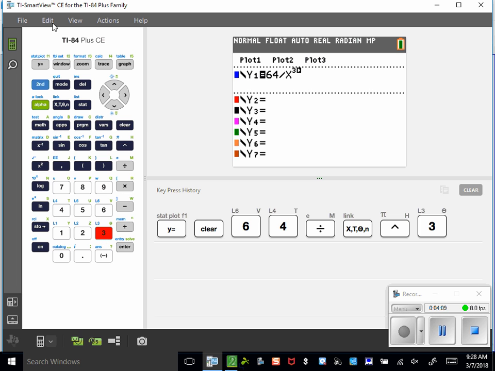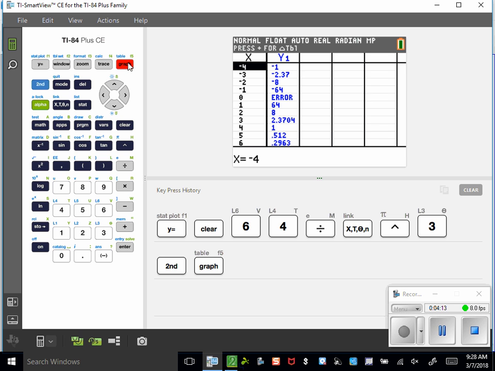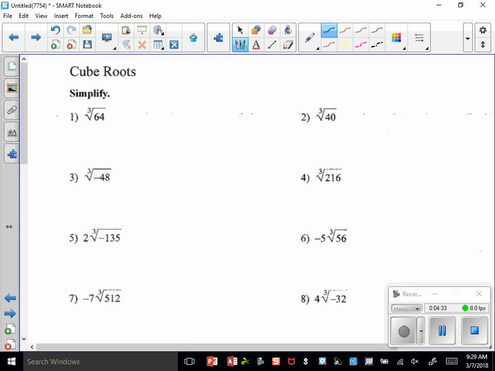Okay. And then go to the table, so second graph, and look in the y1 column where you get the last whole number, and everything after that will be repeating decimals. So it looks like it's 4 and 1. So whenever 1 is in the y1 column, that means it's a perfect cube. So you simply write 4. Do not write 4 radical 1. Okay, because when a 1 is there, that means it's perfect.